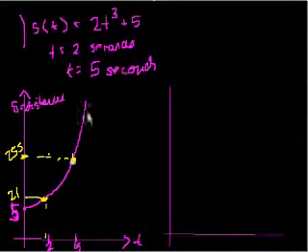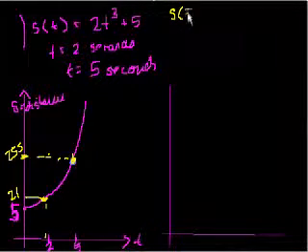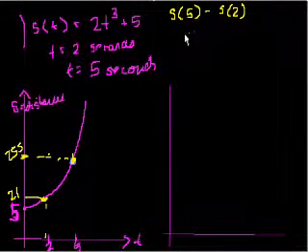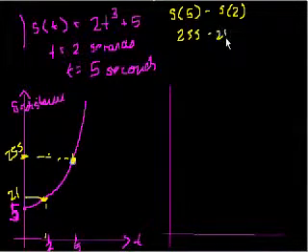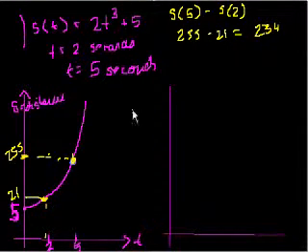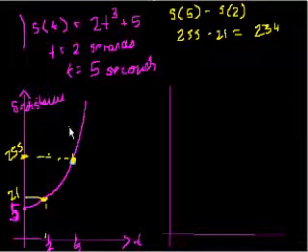Right? So to figure out how far I traveled between time equals 2 and time equals 5, I just say s of 5 minus s of 2, right? How far did I go after 5 seconds minus how far I already was after 2 seconds. And this is just 255 minus 21, and that's 234. 234 feet is how far I traveled between 2 seconds and 5 seconds. Interesting. And I think you're starting to get a little intuition about why we evaluated that previous indefinite integral in the previous video the way we did.